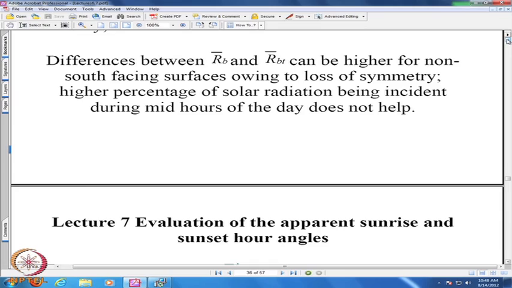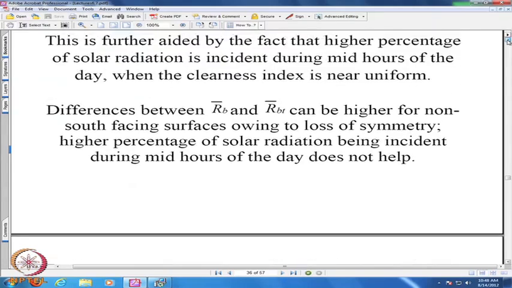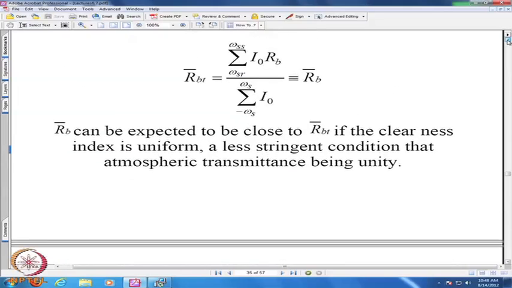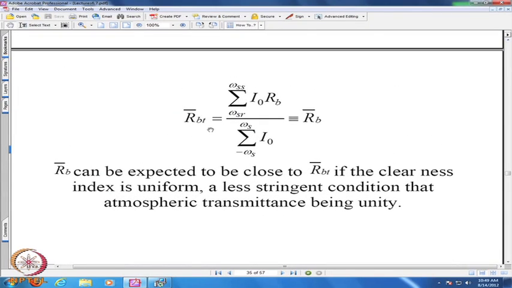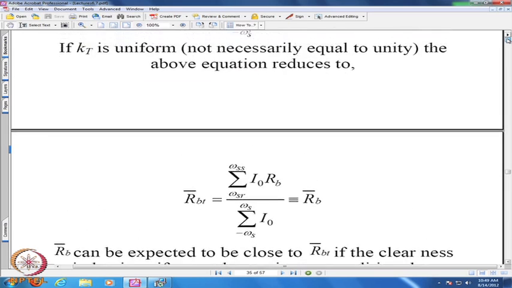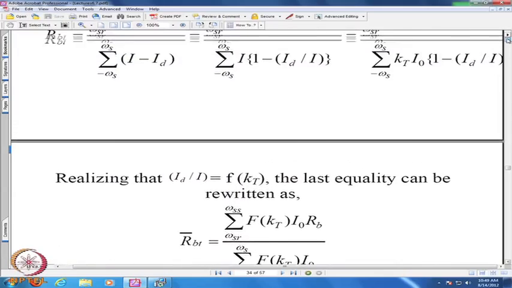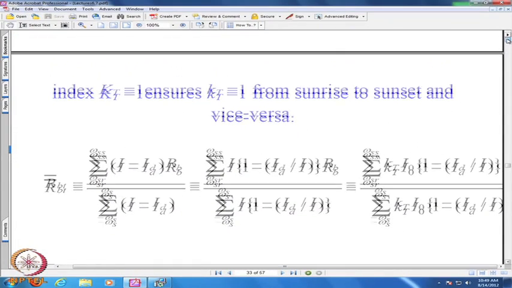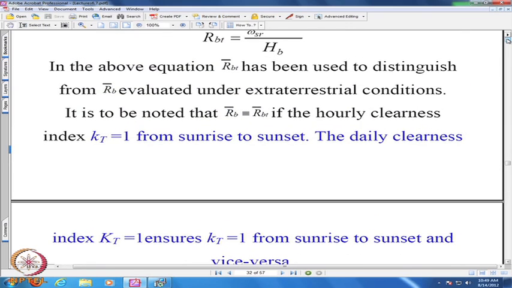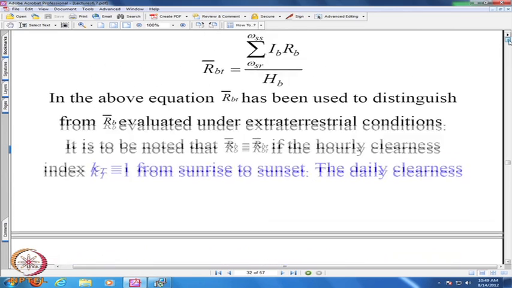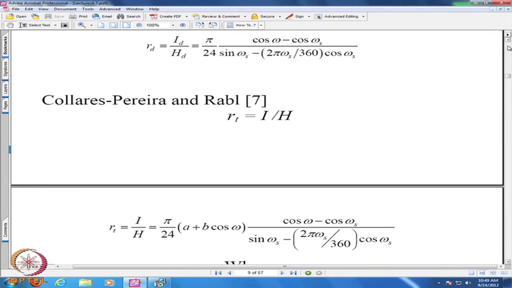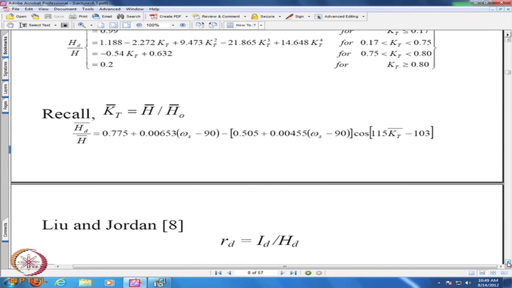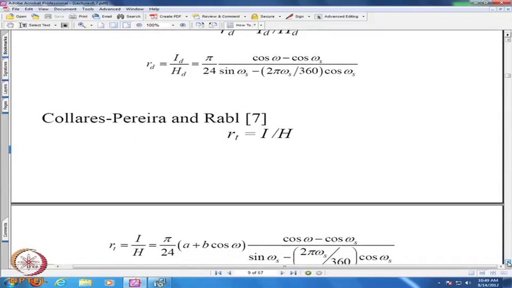Now, one word we have to say here: is it possible to evaluate R b bar t? With data, of course, you require a summation process, but we may recall that we have the correlations for R t and R d. They are analytical expressions, which are I d by H d, the Liu and Jordan correlation, and I by H, the Collares-Pereira and Rabl correlation.